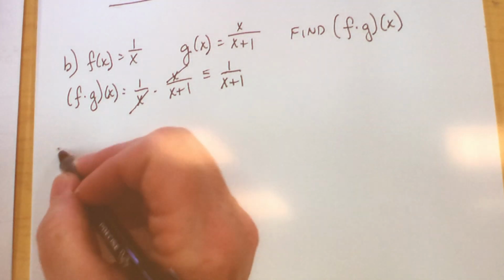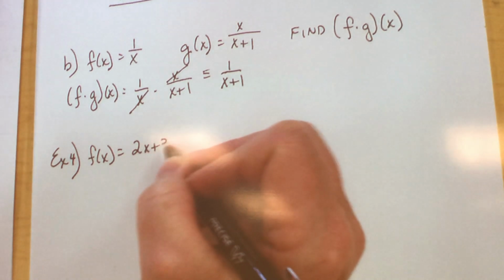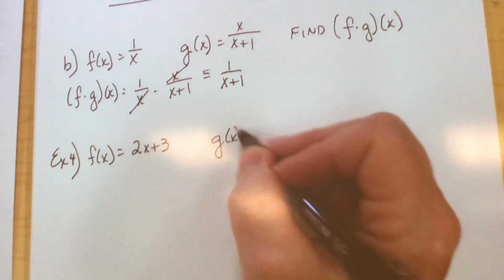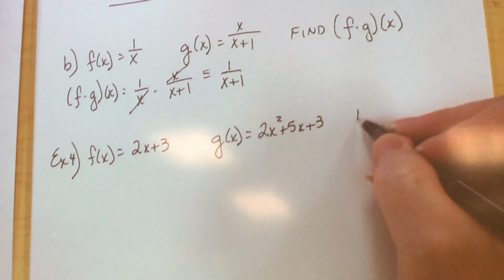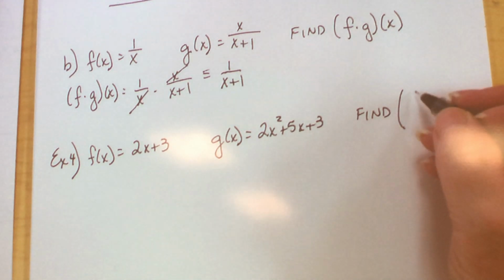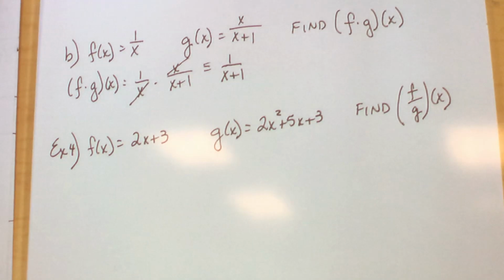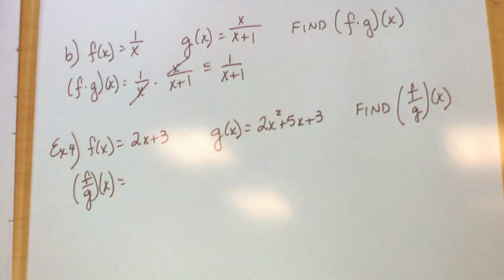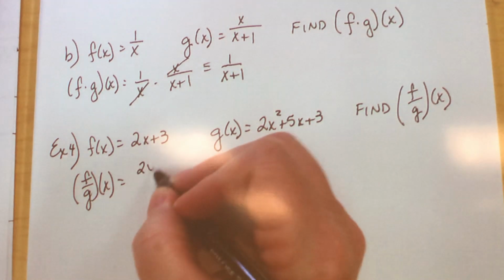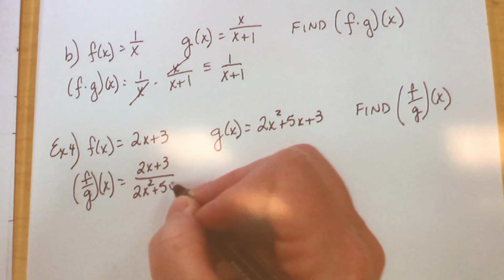Okay? Last one, example 4. f of x is equal to 2x plus 3. g of x is equal to 2x squared plus 5x plus 3. We are going to do it together because the bell's going to ring in a minute. Find f over g of x. All I do is put f of x on the top and g of x on the bottom. Does everybody agree? Yes. So I've got 2x plus 3 over 2x squared plus 5x plus 3.